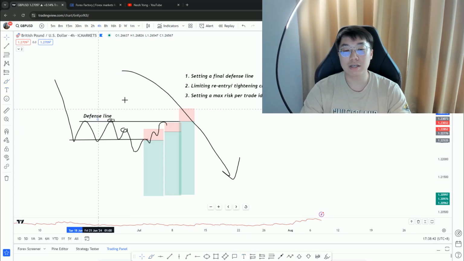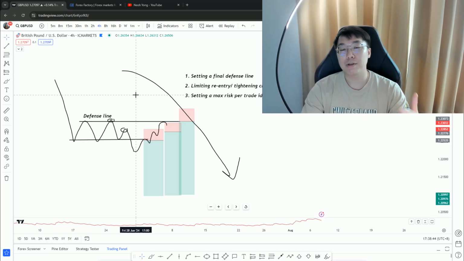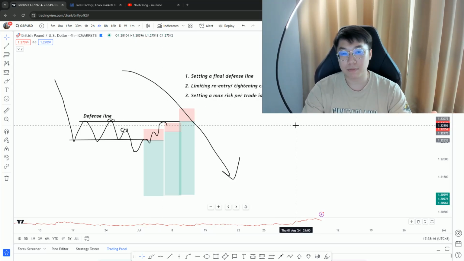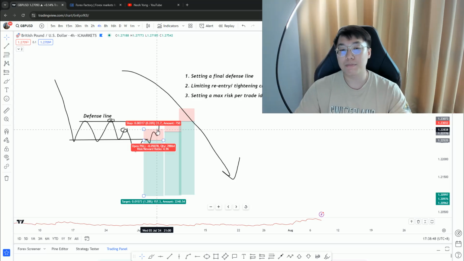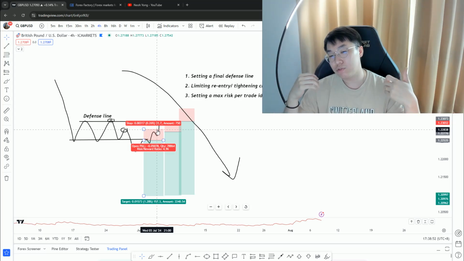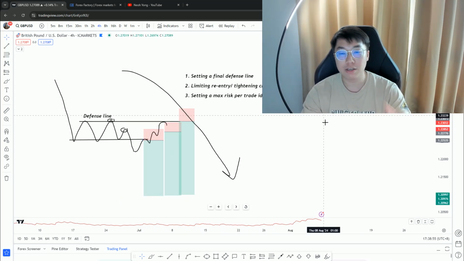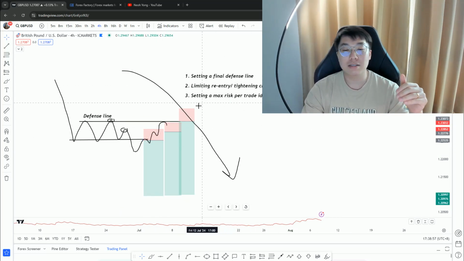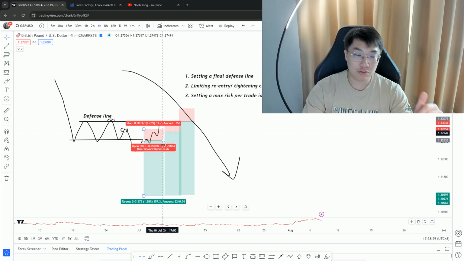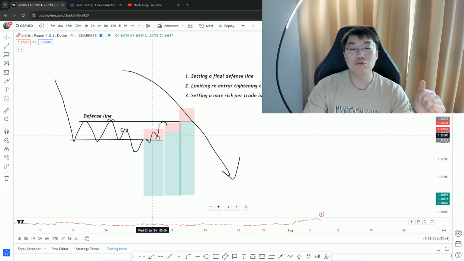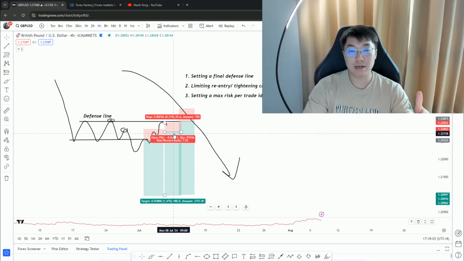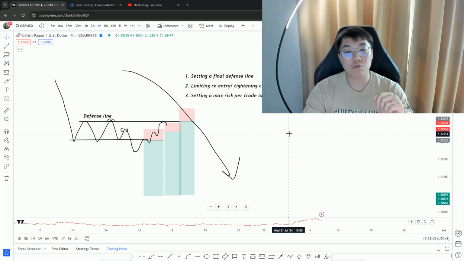You know, sellers are still in control again, but you are not rushing the process. Alright, you get stopped out once, you step away, you wait for the market to decide whatever it wants to do, you just step aside. You go fishing, you go whatever. Second thing is limiting the number of re-entries, tightening your criteria. Do not re-enter into the trade until price proves you right.